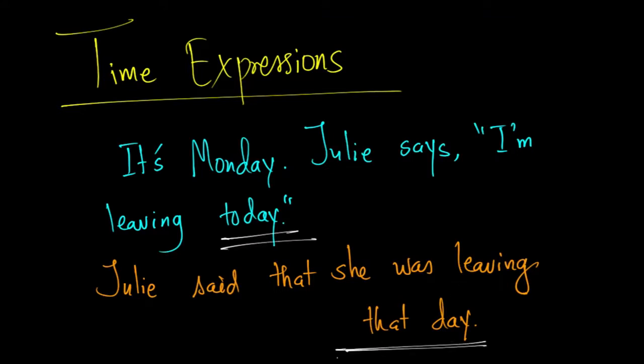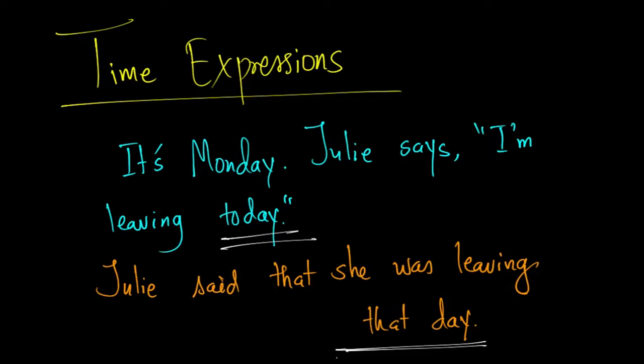But if I tell someone on Monday that Julie said she was leaving today, fine. If I tell someone on Tuesday, Julie said she was leaving yesterday, fine. If I tell someone on Wednesday, Julie said she was leaving on Monday, fine again. If I tell someone a month later, Julie said she was leaving that day. So, that's no easy conversion. You really have to think about when the direct speech was said.